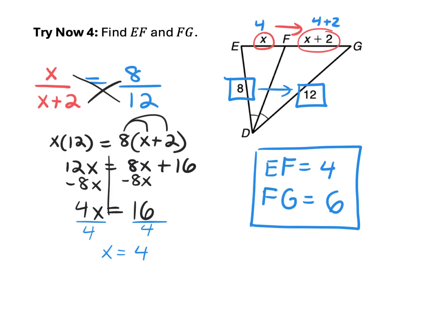All right, here is your solution. X should be equal to 4. And then you can plug that into the expressions in the picture. EF is just x, so EF is 4. FG is x plus 2, and 4 plus 2 is 6.